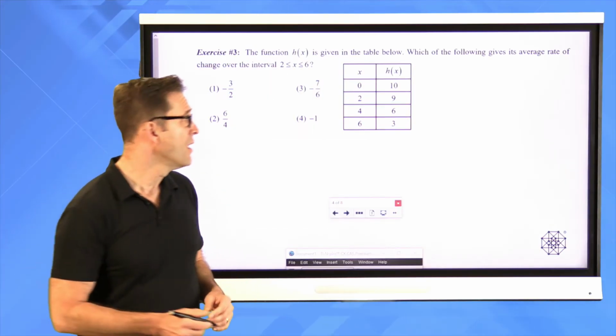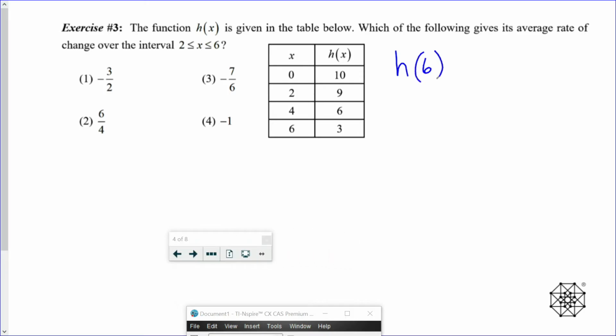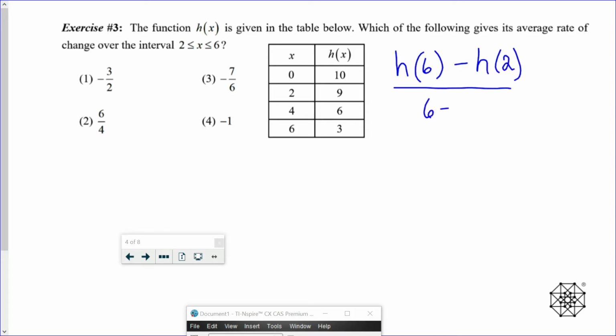All right, well, again, the formula at least would just be h of 6 minus h of 2 all over 6 minus 2. Now this is pretty easy because h of 6 is sitting right here. That's equal to 3. Minus h of 2, that's equal to 9, right? All over 6 minus 2. That gives us -6 over 4.